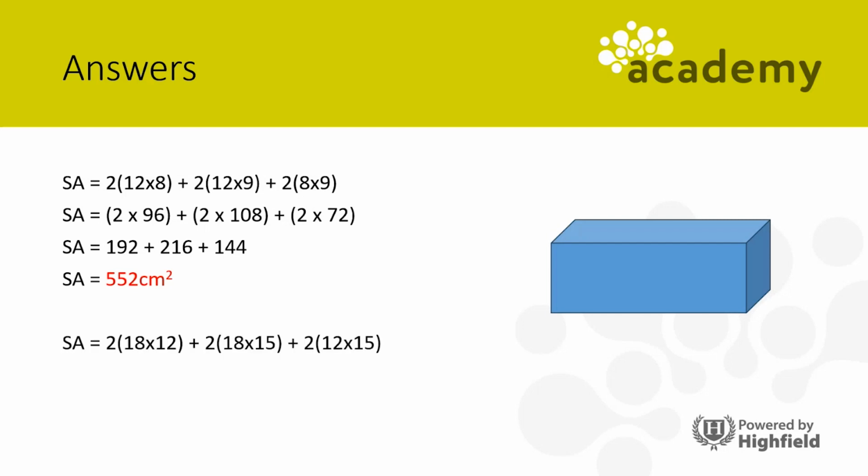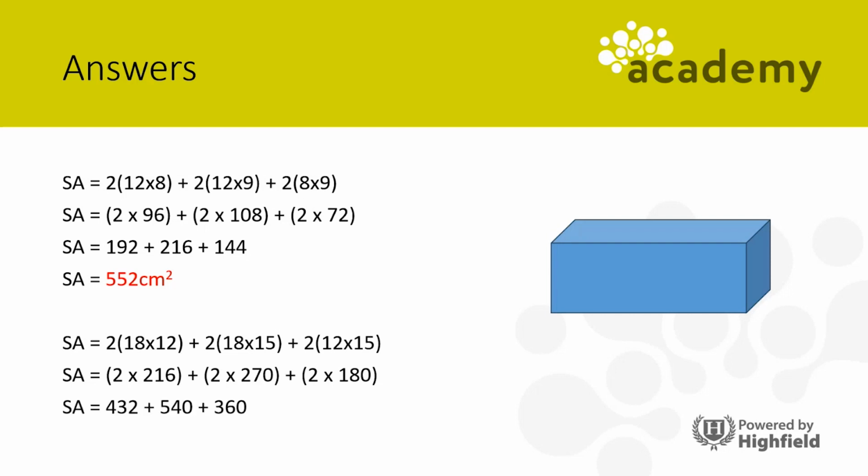In the second example, it would be 2 times 18 times 12 plus 2 times 18 times 15 plus 2 times 12 times 15, which is 2 times 216 plus 2 times 270 plus 2 times 180, or 432 plus 540 plus 360, which is 1,332 centimeters squared.